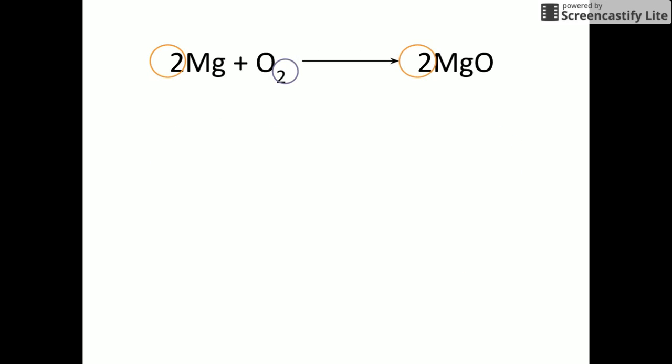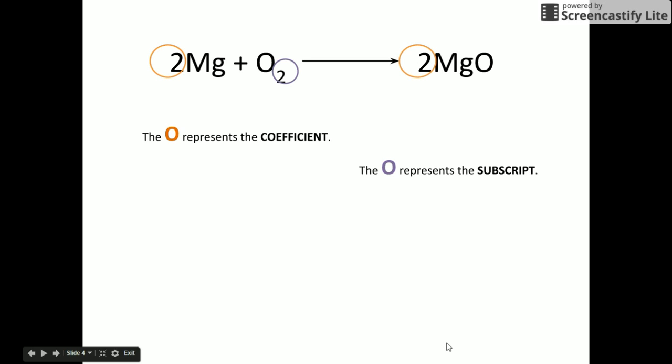Now, we have numbers in our chemical reaction, so let's figure out what those numbers are. In the orange circles, those represent the numbers that are called coefficients. And inside the purple circles, those numbers represent the subscript.